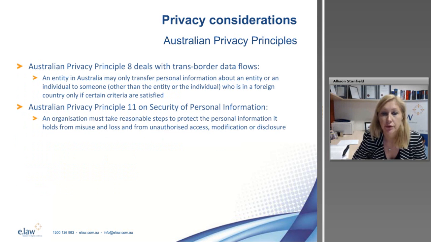So the two that I draw your attention to are Privacy Principle 8, which deals with trans-border data flows. It says that an entity in Australia may only transfer personal information about an entity or an individual to someone other than the entity or the individual who is in a foreign country only if certain criteria are satisfied. Then there's Australian Privacy Principle 11 on security of personal information. That says an organisation must take reasonable steps to protect the personal information it holds from misuse and loss and from unauthorised access, modification or disclosure.